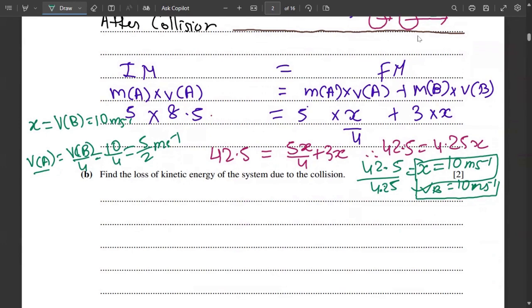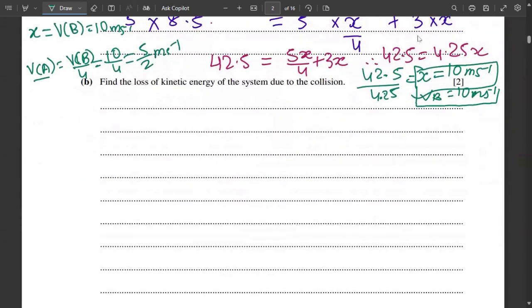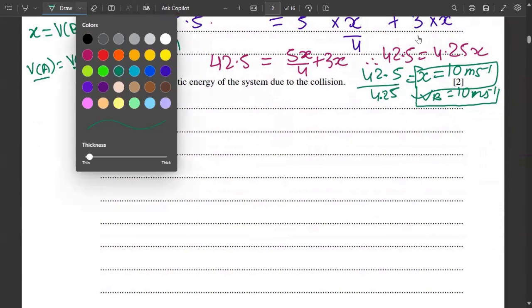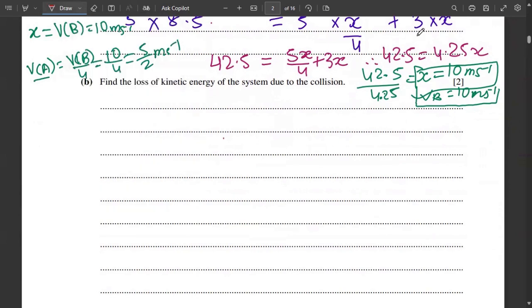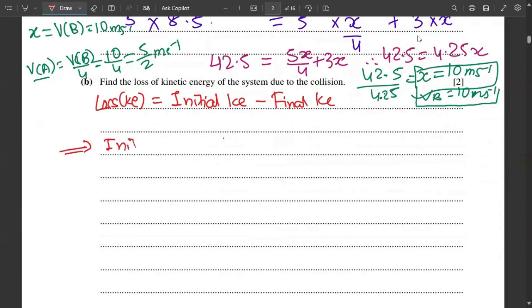Next question. Find the loss of kinetic energy of the system due to the collision. So now how will we find the loss of kinetic energy? So the loss of KE will be the initial value of kinetic energy minus the final value of kinetic energy. So what is the initial value of kinetic energy?